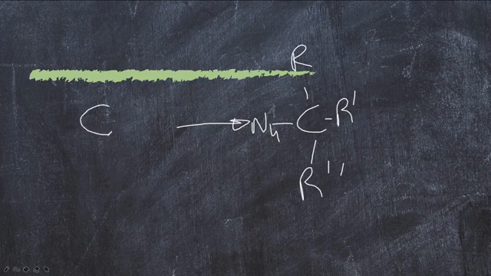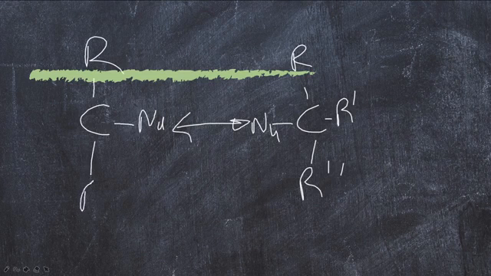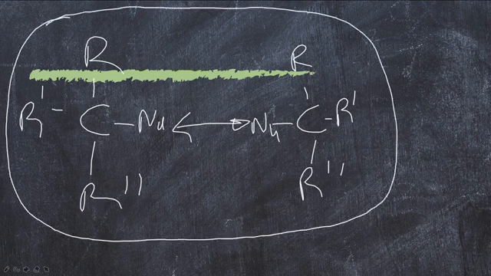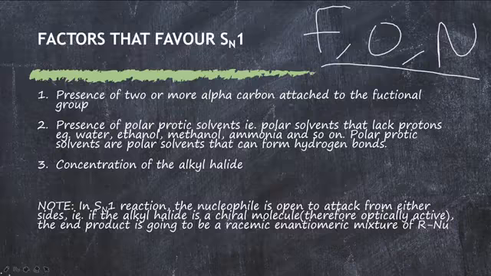That means it could end up coming here and forming this R, then the nucleophile will bond here, then the R prime prime, and then the R prime. It could end up forming these two, but at the end of the day, it forms equal numbers of these. That means the amount of the left one is equal to the amount of the right one. That means it forms a racemic mixture of both of them. That's just what I was trying to say.